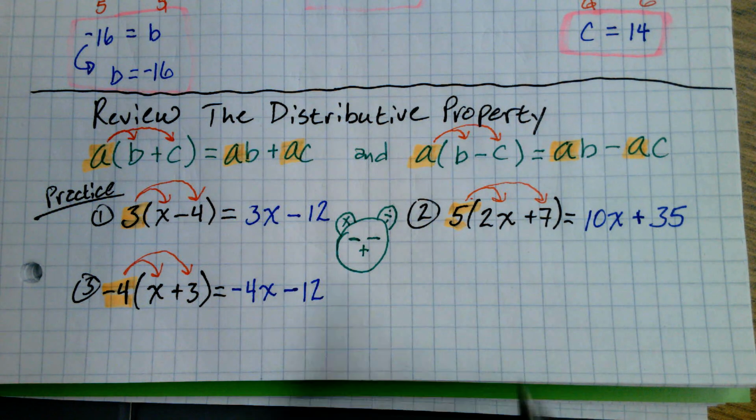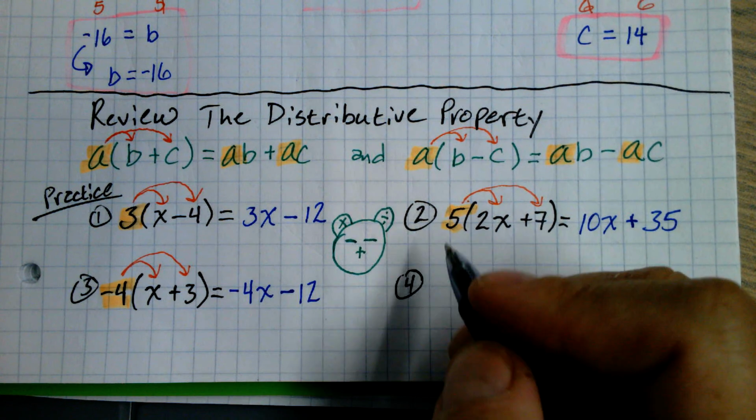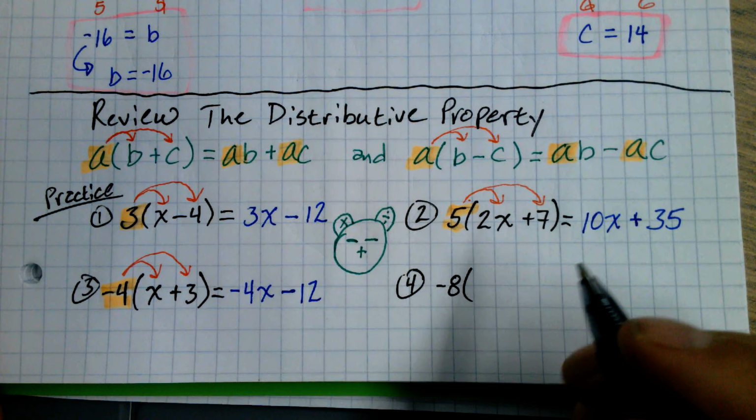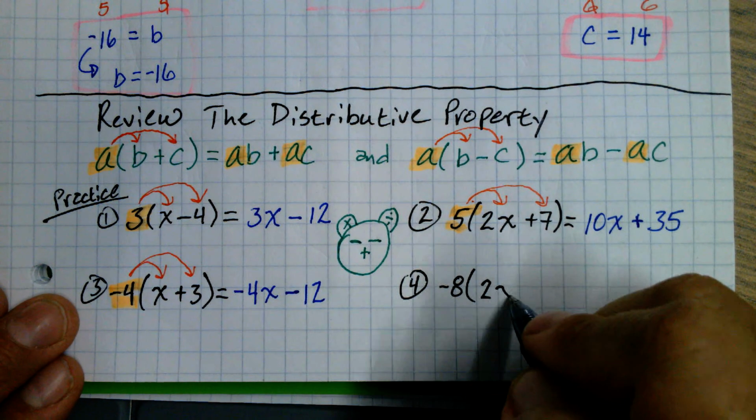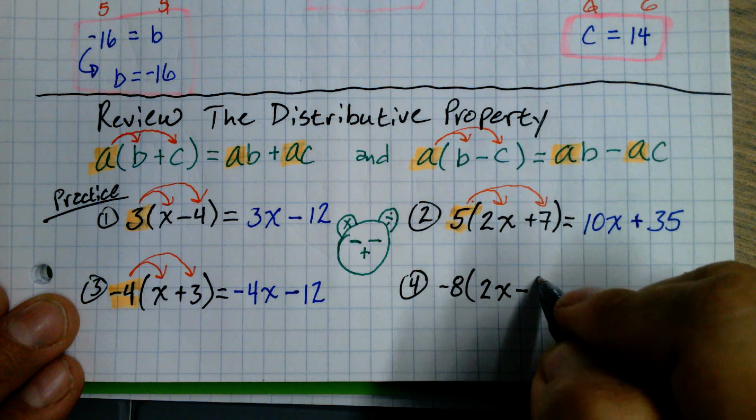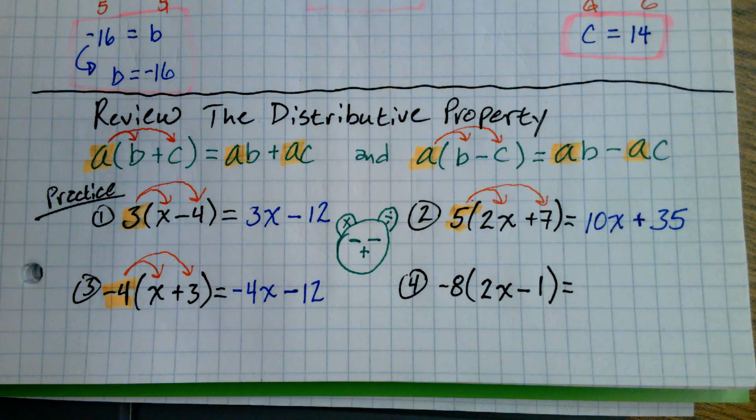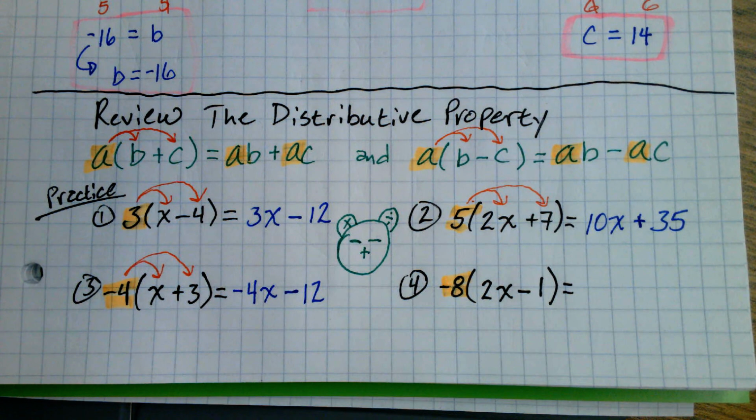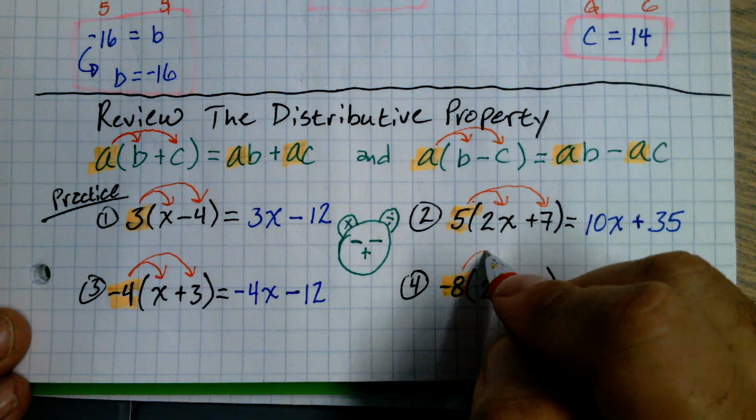And let's do one last example here. Number 4: negative 8 times 2x minus 1. We're distributing a negative 8 this time, and that's going to go to 2x and then minus 1.